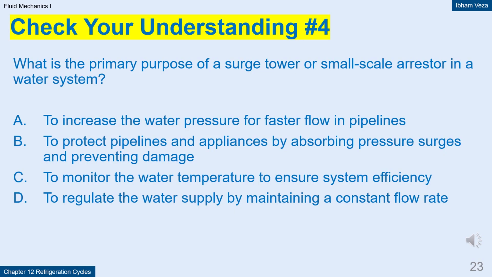Check your understanding, number 4. This slide checks understanding of the main function of surge towers and arrestors. The focus is on system protection, not on improving flow performance. The correct answer confirms that the main purpose is to absorb pressure surges. This evaluation emphasizes safety and system reliability. This understanding is important for safe pipeline network design.